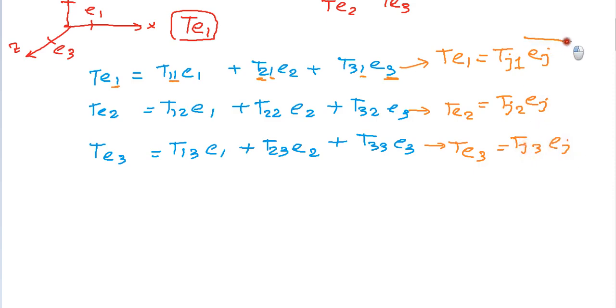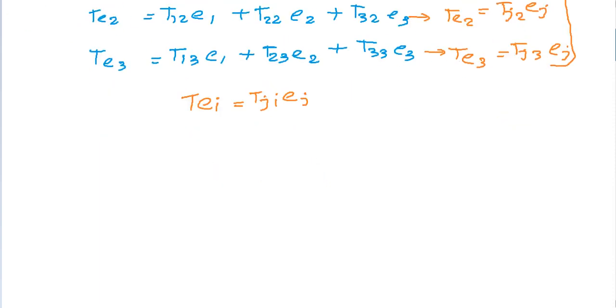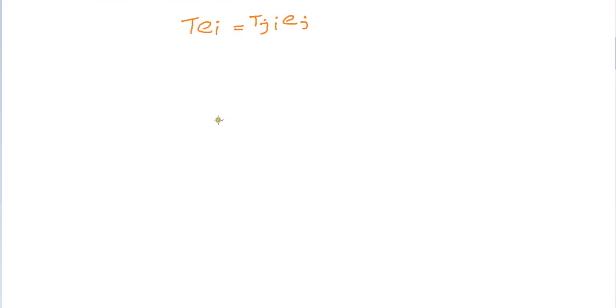So we have got three compact form notations from these three equations, and in more shortened form we can write the three equations as one, because you see the index of e is equal to the second index of T, right? So if we say it is i, then this should also be i, right? So we can write T e i equal to T j i e j, right? This is the most shortened form of the three equations.